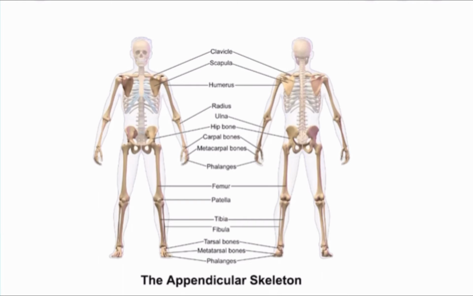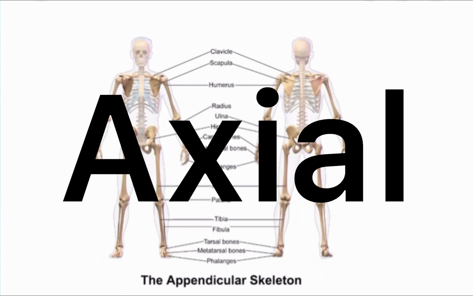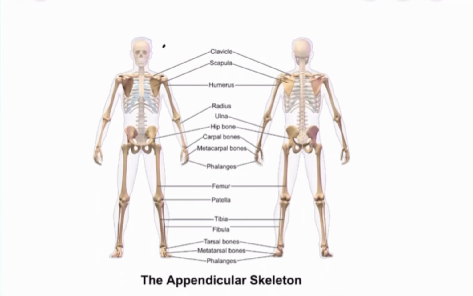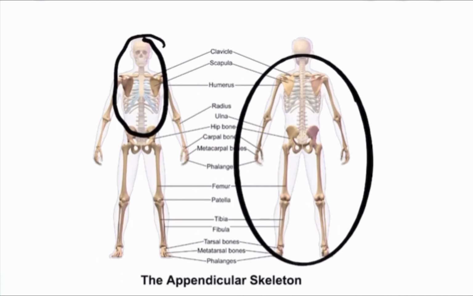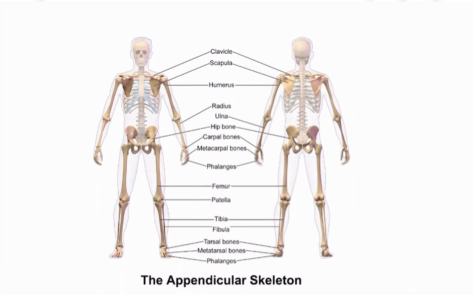Okay, now we move on to the appendicular skeleton. As you can see on the diagram, the appendicular skeleton consists of the bones that aren't in the thoracic cavity. As you can see right here, the thoracic cavity isn't shaded and the appendicular is shaded. And so pretty much you guys can screenshot this, and I'll be talking a little bit more in depth of what bones are in it.